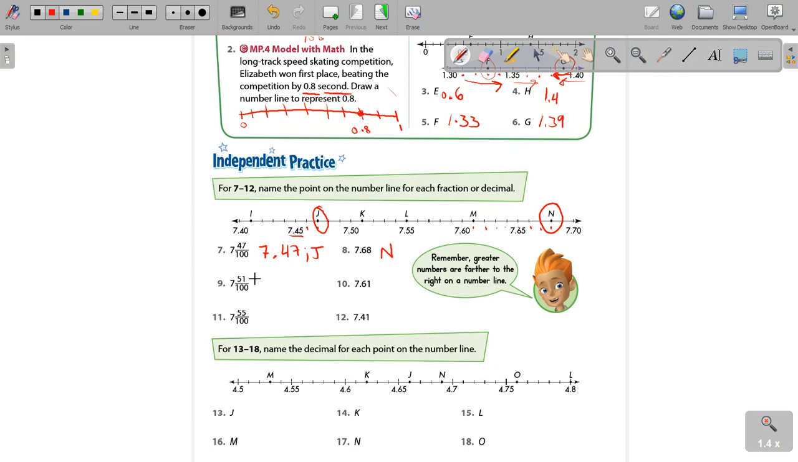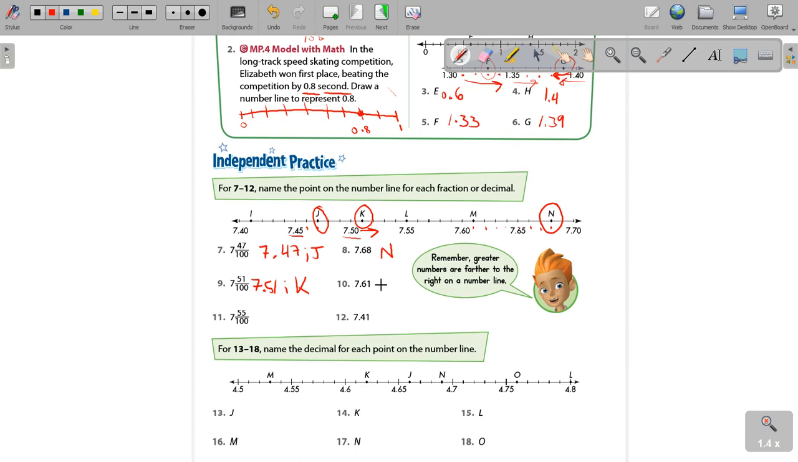Now, what about this one? Now we're back over here. So we have a fraction, but we know it's going to be 7 point something. This time we've got a 51 over 100. So you know that it's going to be 7.51, or the corresponding letter, which, because we already know where 7.50 is, we know is going to be the next one to the right because we're getting into the greater numbers, and that means it's going to be K.